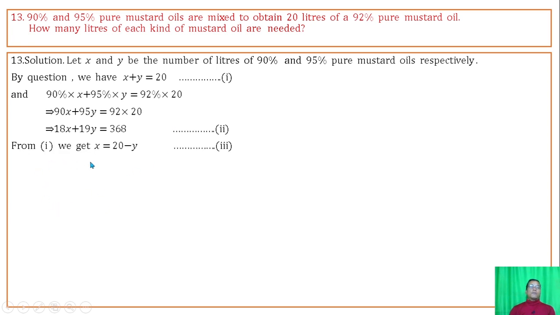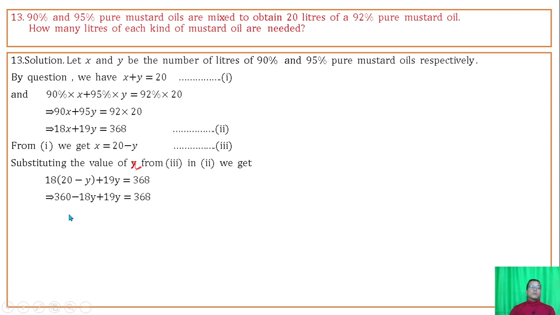From equation 1 we use the method of substitution. Put x equal to 20 minus y as equation 3. Substituting the value of x from equation 3 in equation 2, we get 18 minus (20 minus y), and solving it, the y value is 8. Putting y equal to 8 in equation 3, we get x equal to 20 minus 8, that is 12.